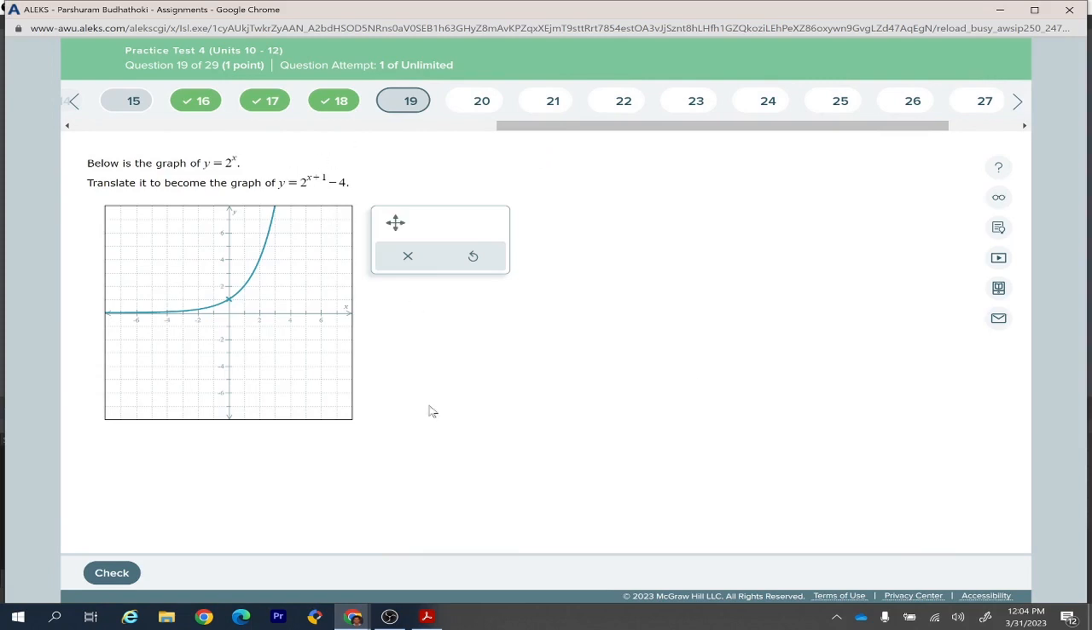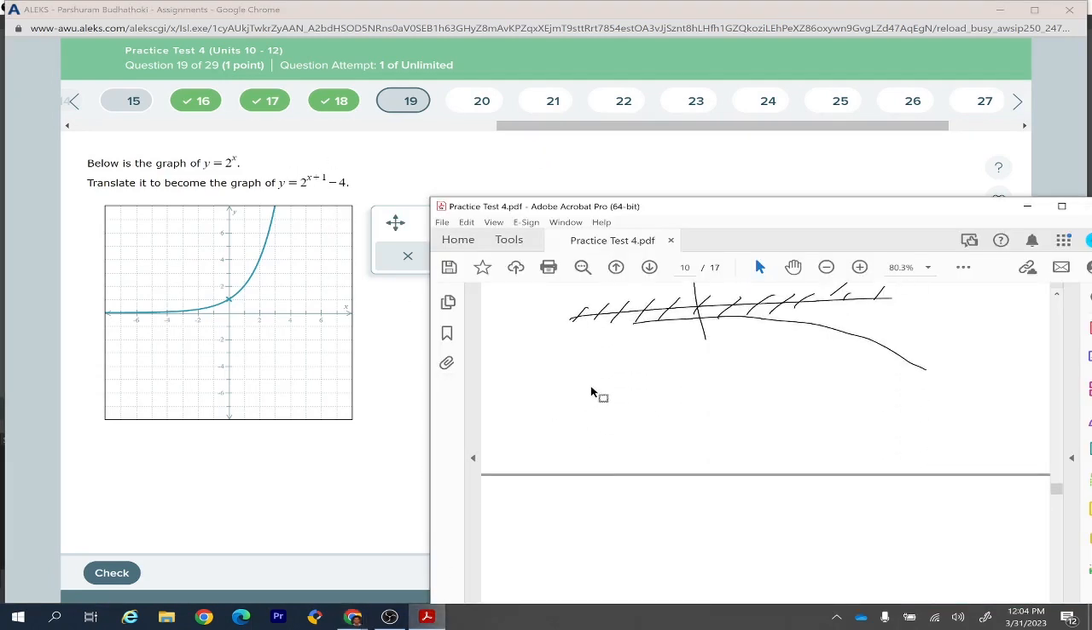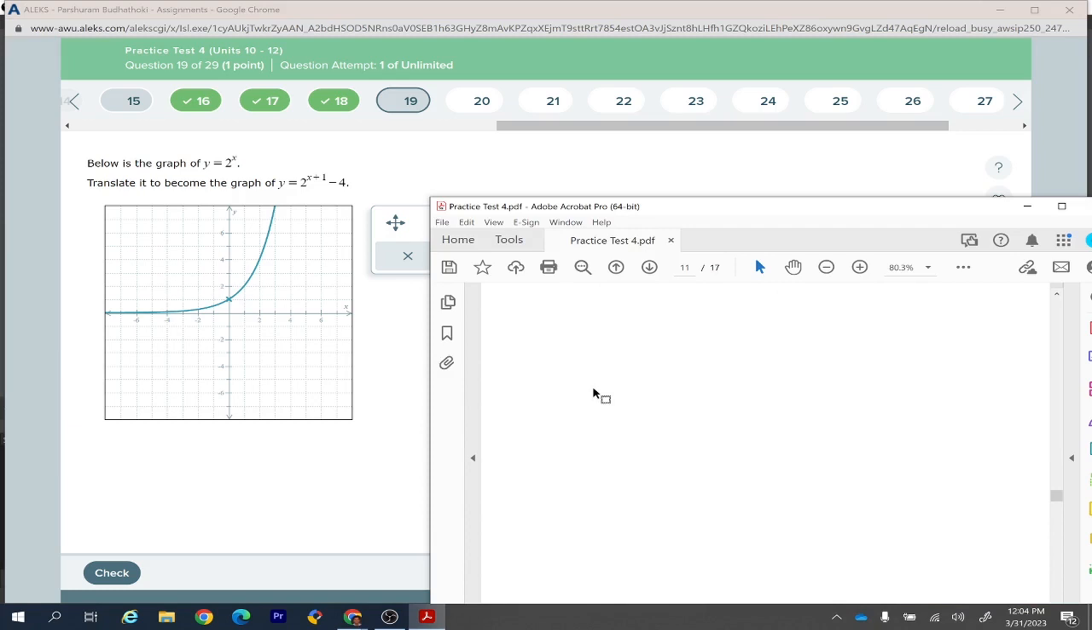Question number 19, it's the same as the previous problem, but here is one more thing you have to do. You have to start with the graph of 2 to the power x, which is this one, and there is a horizontal asymptote, this one, but you have to do the transformation this time. From 2 to the power x, you go to 2 to the power x plus 1, which is a horizontal shift to the left 1 unit. Take this graph, shift it 1 unit to the left, and -4, shift that graph 4 units down.